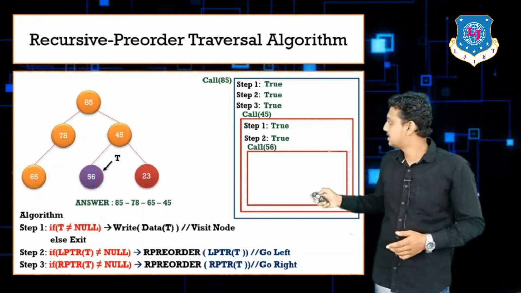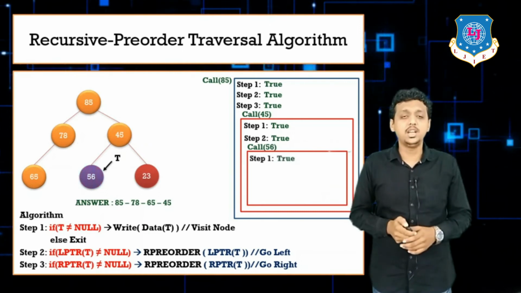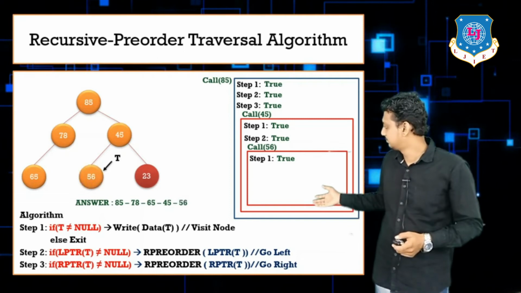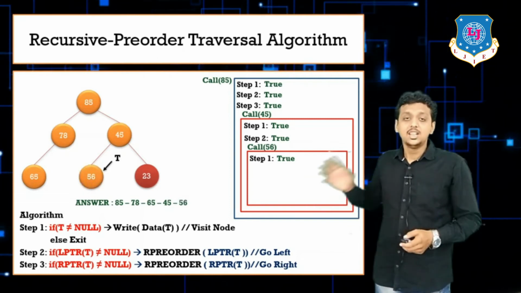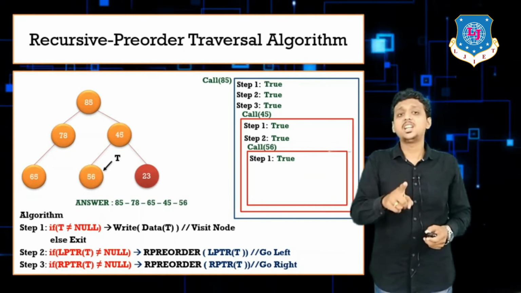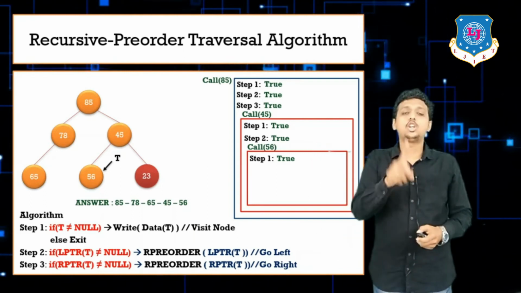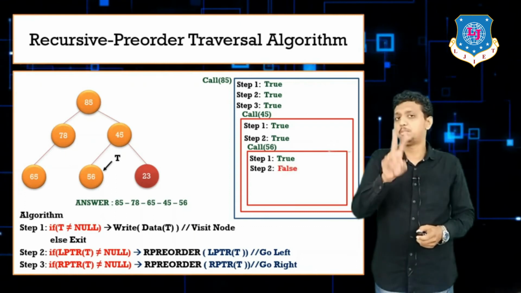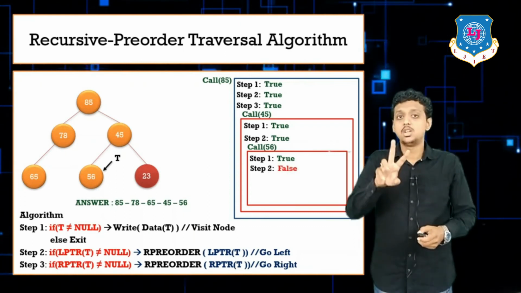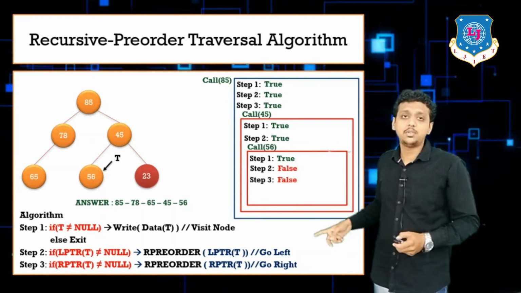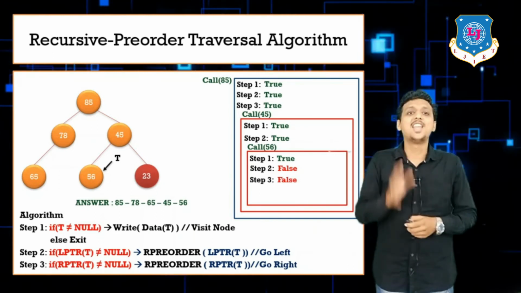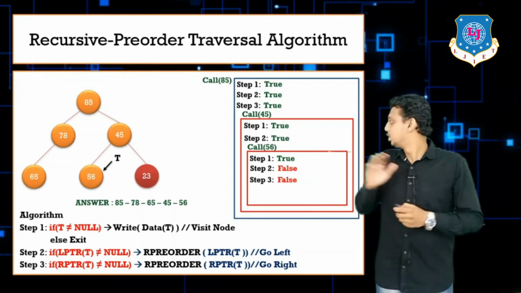T is pointing at 56. Now step number 1, write down the data for 56. I'm just visiting 56. Then step number 2, that is check the left pointer or move towards the left side of 56. Do we have anything? No. That will be step number 2 becomes false. Now step number 3, that is on the right side of 56. Students, do we have anything on the right side of 56? No again. That means move forward to the next step.